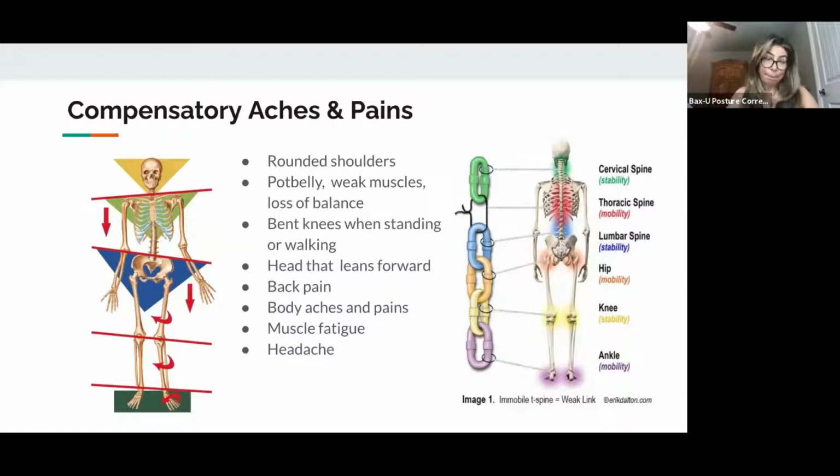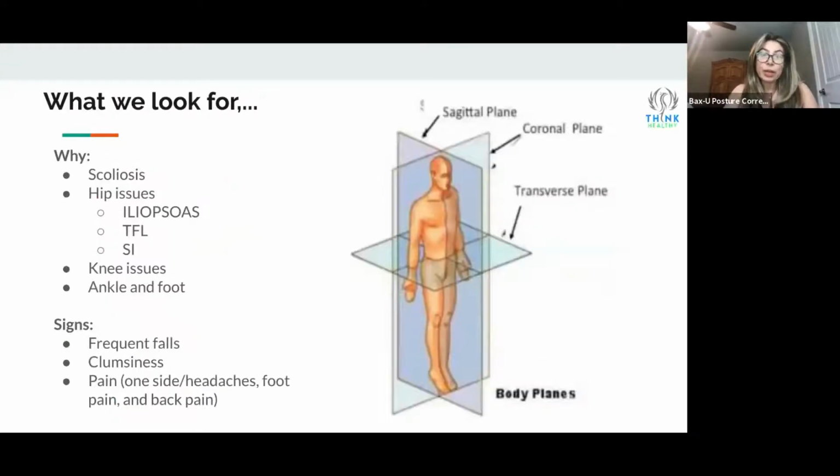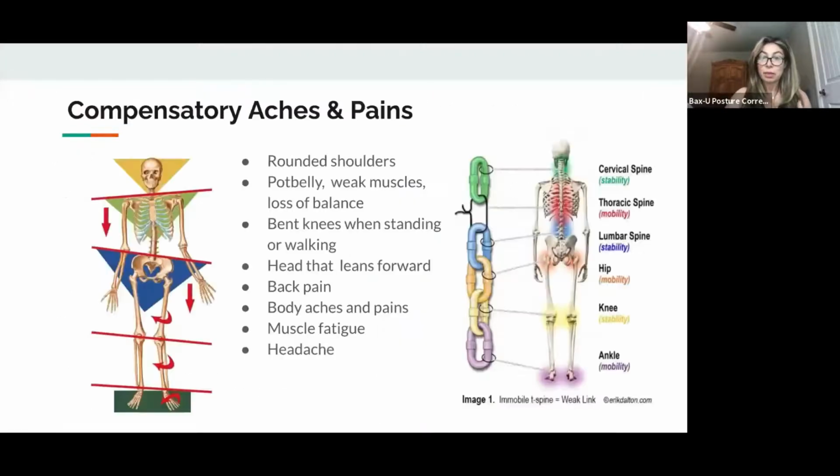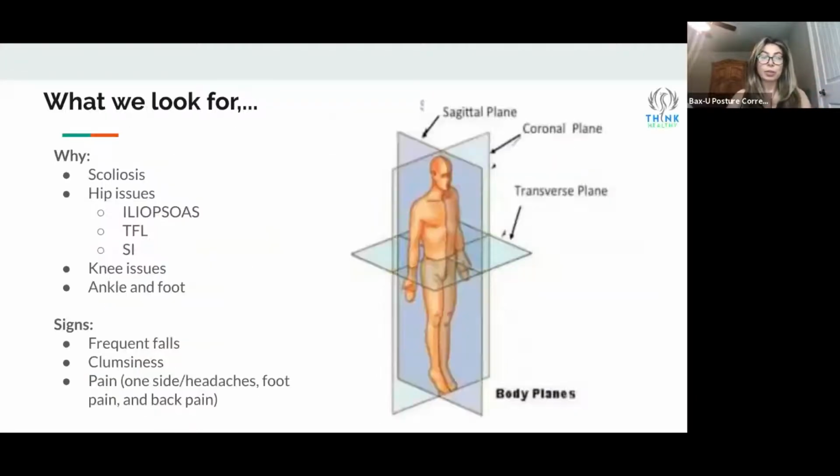So when you come into the clinic, what do we look at when we're evaluating you? We evaluate you under 3 planes of your body. We look at you from front, we look at you from side, and we compare right to left, front to back, and look at the movement in these 3 planes of movement, right? So we're looking for scoliosis or structural problems. We're looking to see if there's any hip issues. And then hip issues fall into 3 major components.